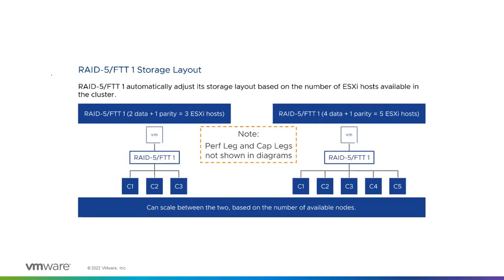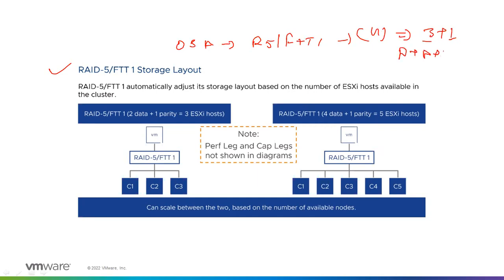RAID 5 FTT1 storage layout. The first thing here is we can go with 2+1. That was not possible earlier. In OSA, when we said RAID 5 FTT1, what was the minimum requirement? Four disks, correct? 3 plus 1 data, parity. Data, parity, data, kind of that, correct. But here you can still write the RAID 5 FTT1 storage layout.